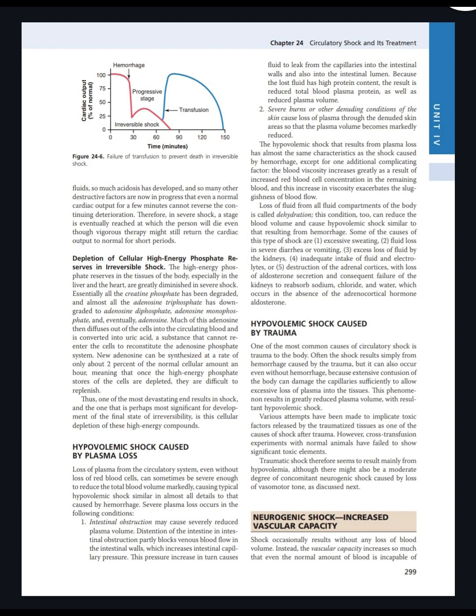Highlight till here. Much of this adenosine then diffuses, also highlight this, out of the cell into the circulating blood, and is converted to uric acid that cannot re-enter the cell to reconstitute the ATP system. New adenosine can be synthesized at a rate of only about 2% of the normal cellular amount, meaning that once high energy phosphate stores are depleted, they are difficult to replenish.